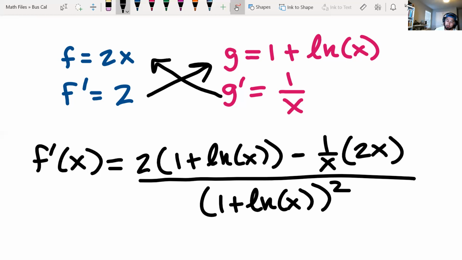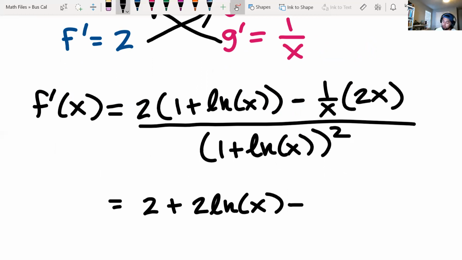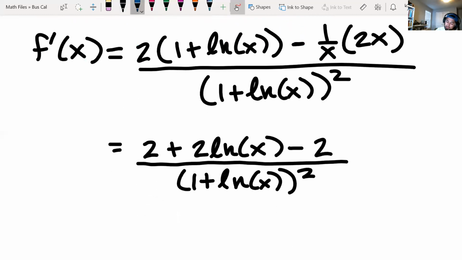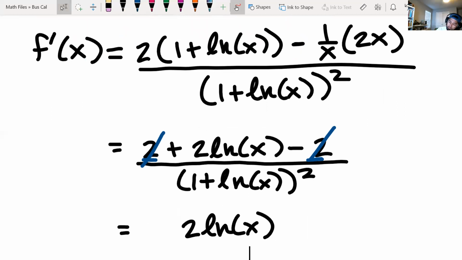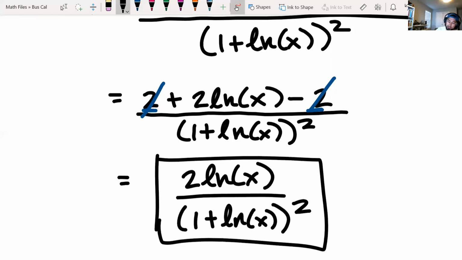Okay. And cleanup time. Distribute that 2 plus 2 natural log x, minus, and 1 over x times 2x is just going to be 2, over the same denominator squared. And then we see that my 2's will cancel. And we are left with 2 natural log x over 1 plus the natural log of x squared. And that's it.